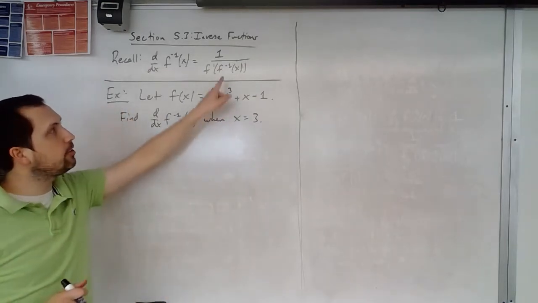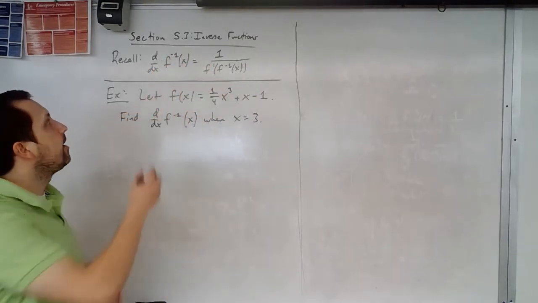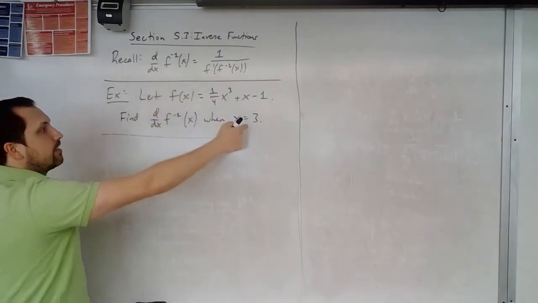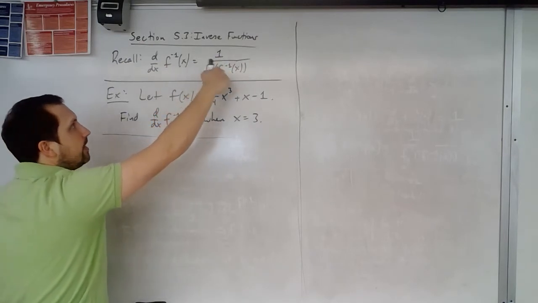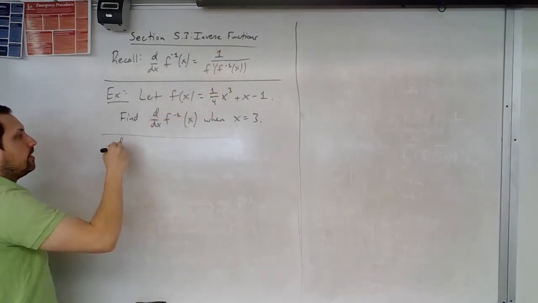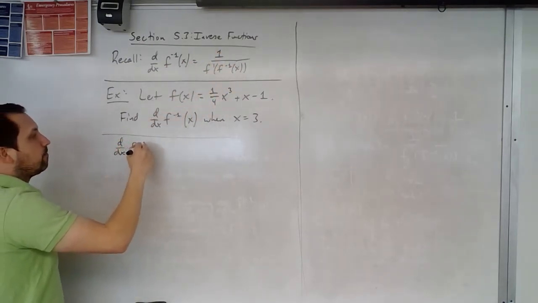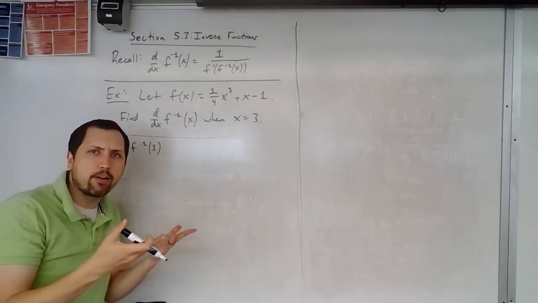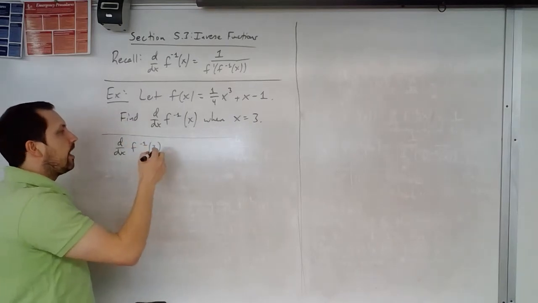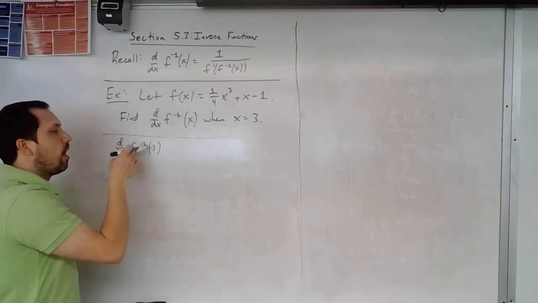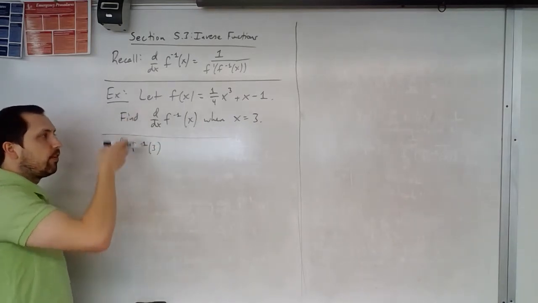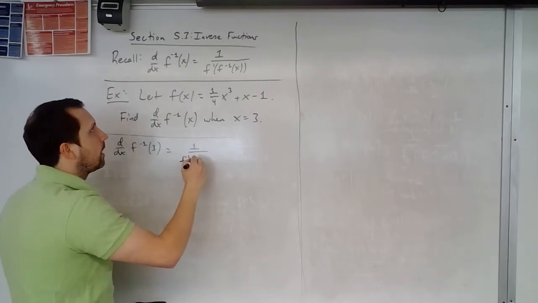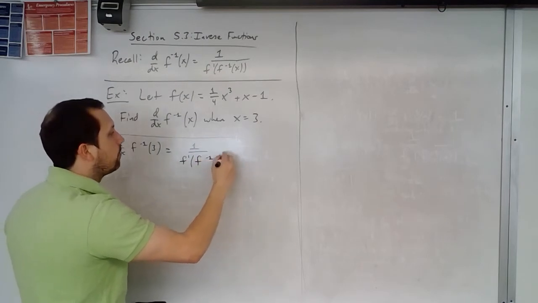So what we're really trying to understand in this context is, when x is equal to 3, what is this piece here? So we'll say d/dx of f inverse of 3. Now, this isn't proper notation, but this at least gets us thinking about it in the right way. So the derivative of the inverse function at 3 is going to be 1 over f prime of f inverse of 3.